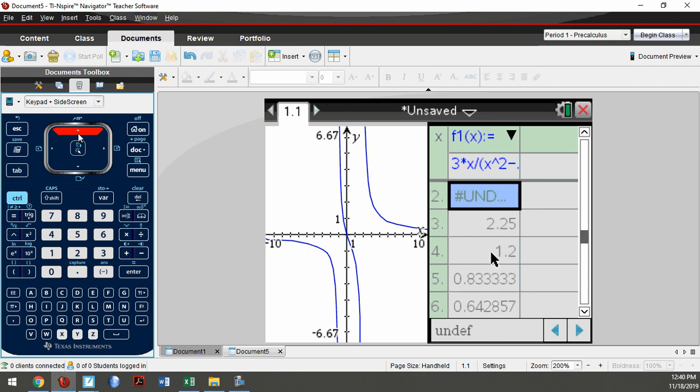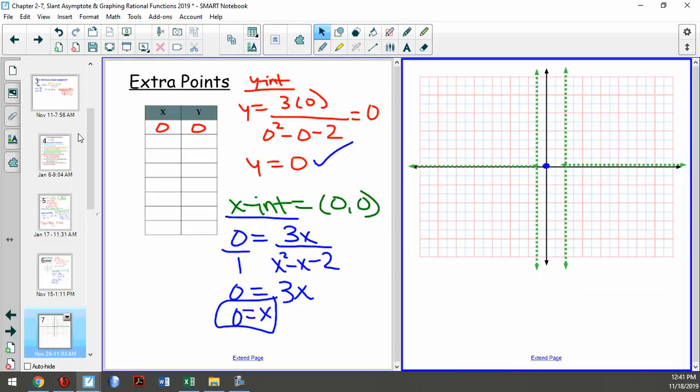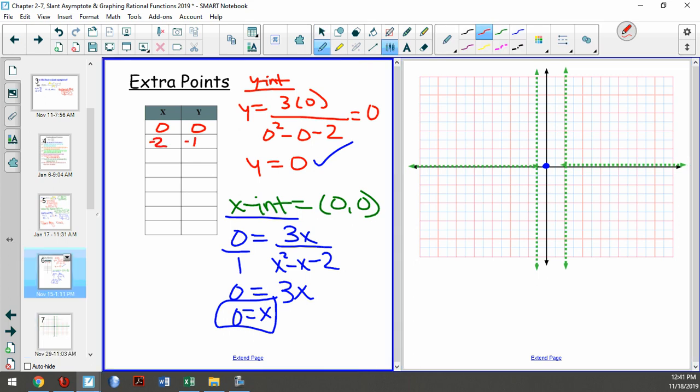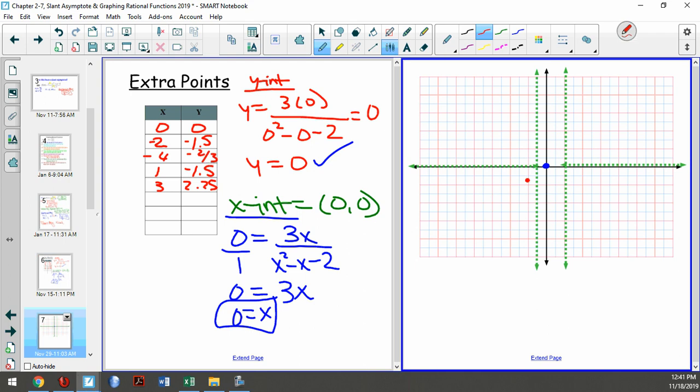So let's go back over to our graph and let's graph those. We know what they're supposed to look like. Maybe. So I'm going to put these in here. So that's -2, -1.5, -4, -2/3, 1 and -1.5, 3 and 2.25. So if I graph those really fast, that's going to be -2 and then -1.5. That's going to be -4 and -2/3.